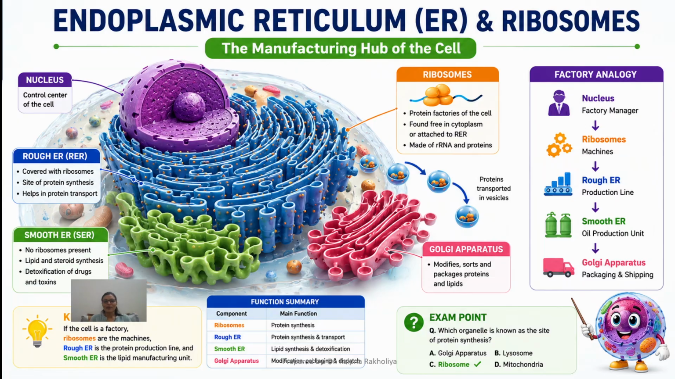From an exam point of view, it may be asked which organelle is known as the site of protein synthesis. For protein synthesis there is one organelle, and that is the ribosome. So in short, here we discussed three parts: both two kinds of ER, and the ribosome.